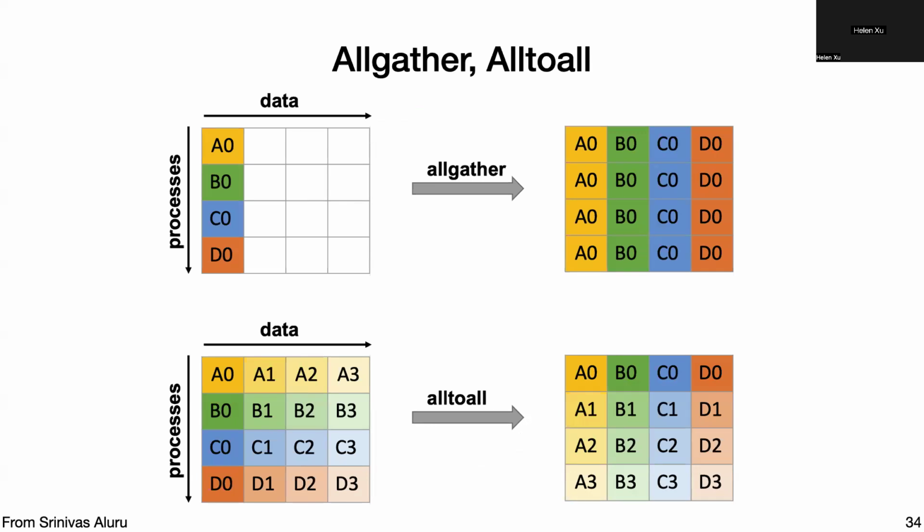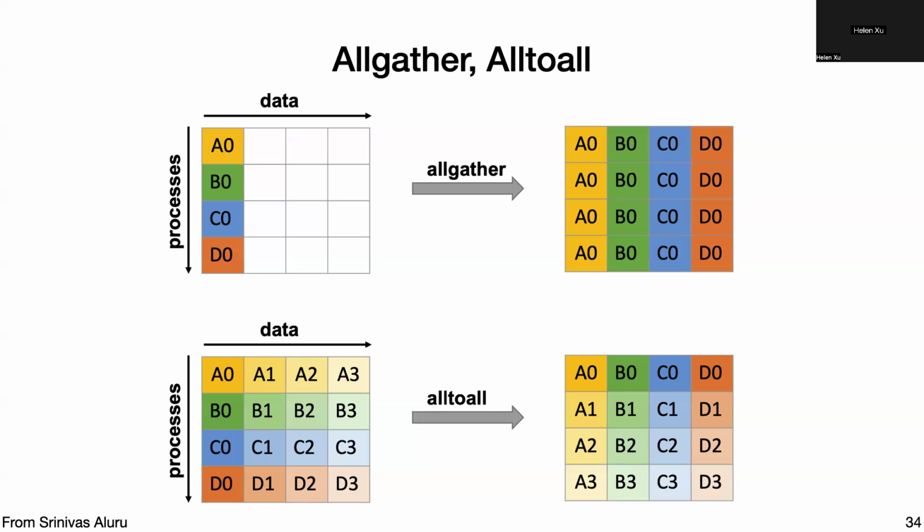The last couple of primitives that we're going to do today are all-gather and all-to-all. So all-gather is where each process has some data, and then every other process is going to get all the data from the other processes. Sorry, I got confused about the ordering. Processes go this way, data goes this way.